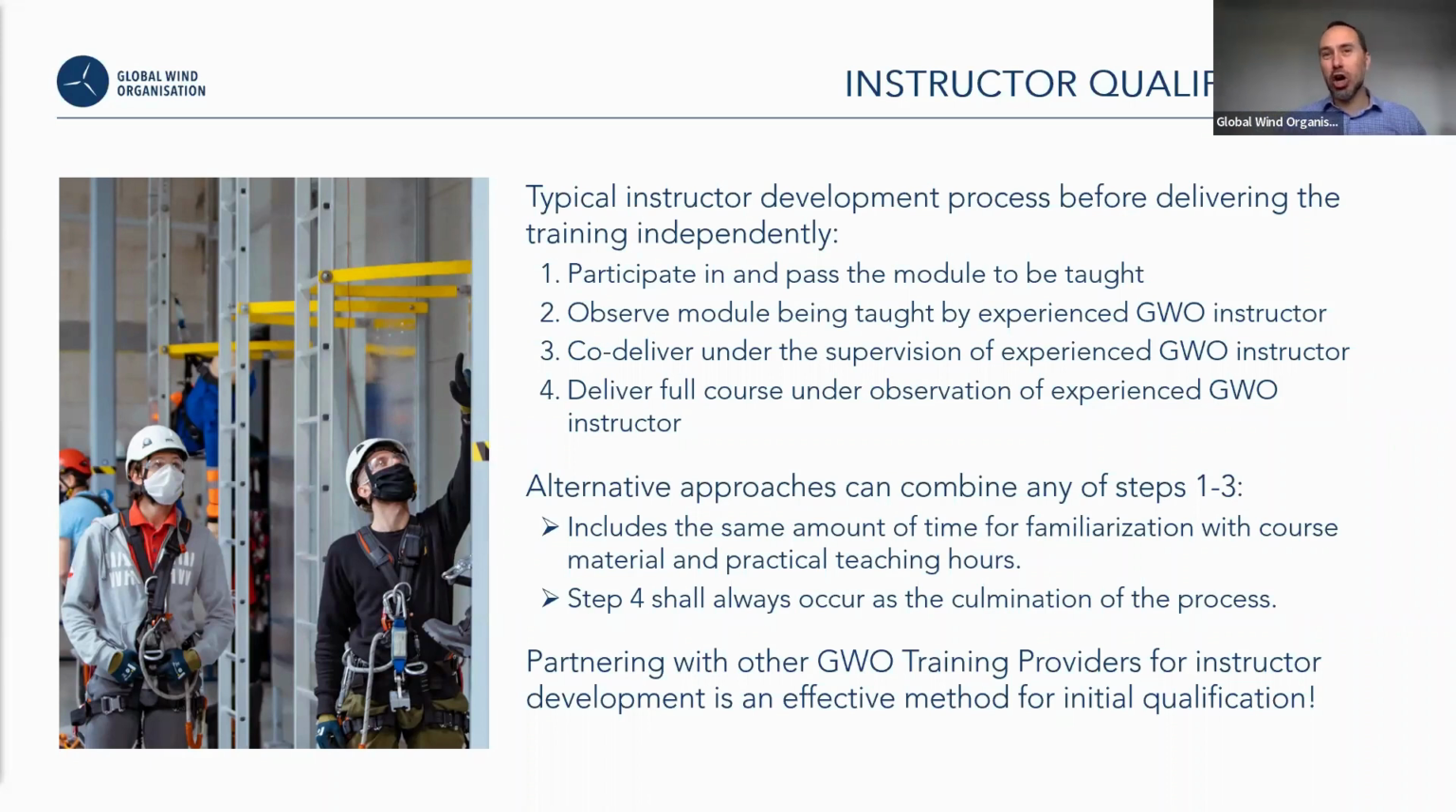Now, you may have already qualified instructors. Maybe you have an existing training program that you're modifying to meet the GWO standards or follow the flow of a GWO training. There are alternate approaches to that. What it says is basically those first 3 steps can be done through other processes. You just have to be able to show that your instructors have gone through familiarization with the course material and done practical teaching hours. But that final step, step 4, that final observation, is always, regardless of an alternate approach or the primary approach, the culmination of the process of that qualification.